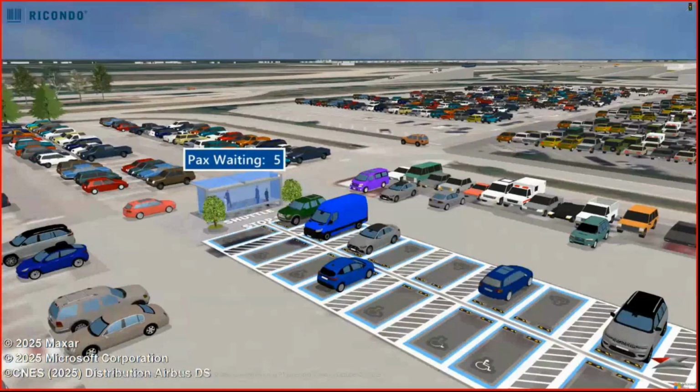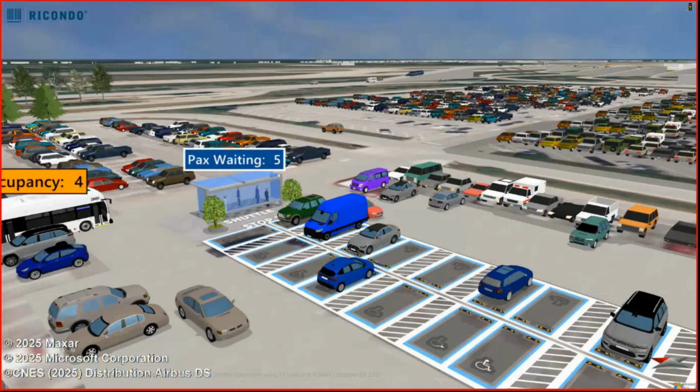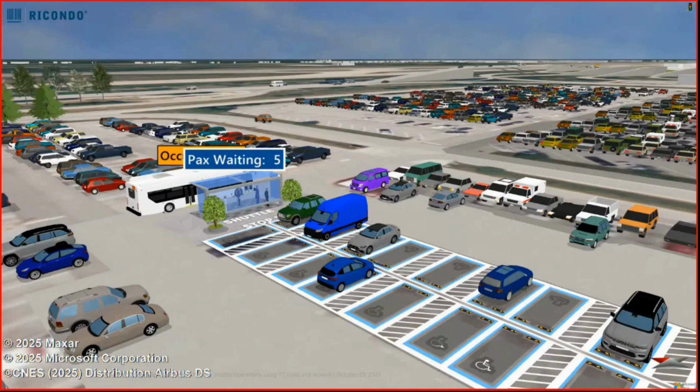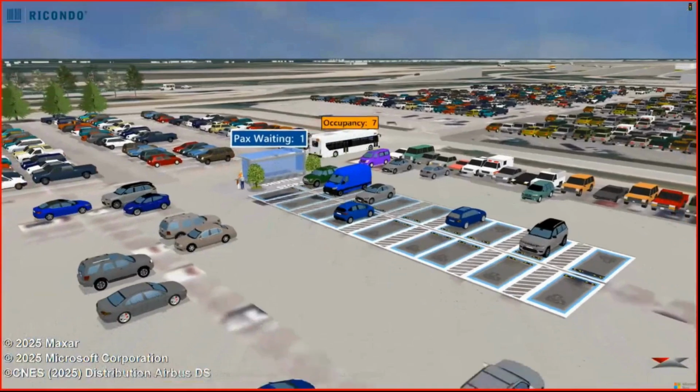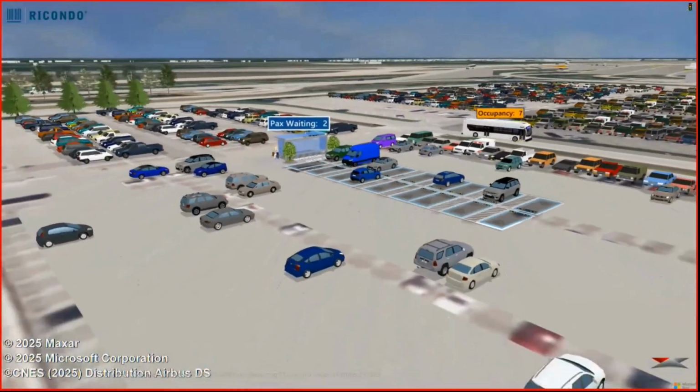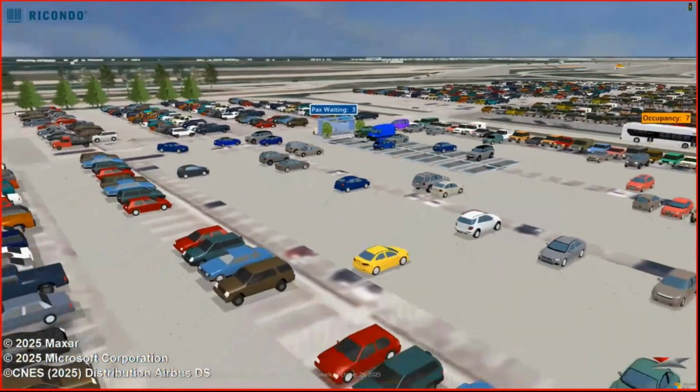This is what our pickup and drop off operation looked like within the lot. This is stop 1 of the parking facility. You can see there's a net 3 gain on that shuttle. However, these 3 people are probably a little upset that the bus drove off without them.